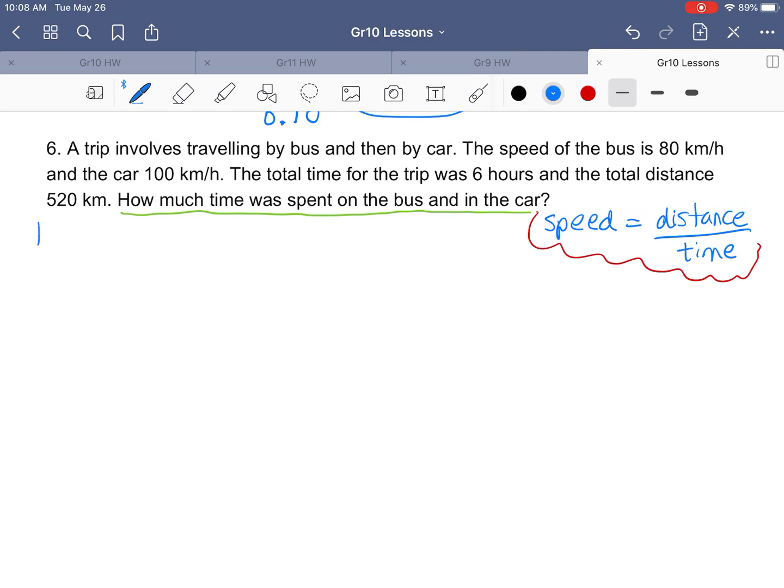So our first let statement is going to be let the time on the bus be represented by x. Okay, so let the time on the bus be x, and then let the time in the car be y. Okay, so both of those are built on time.